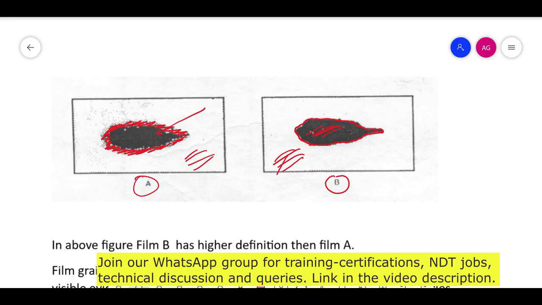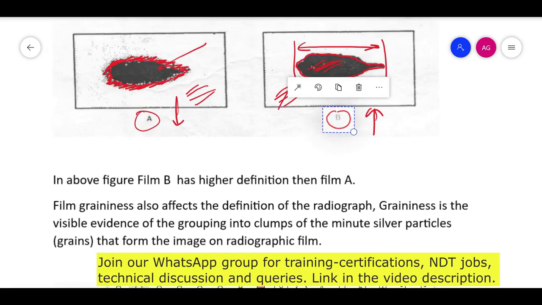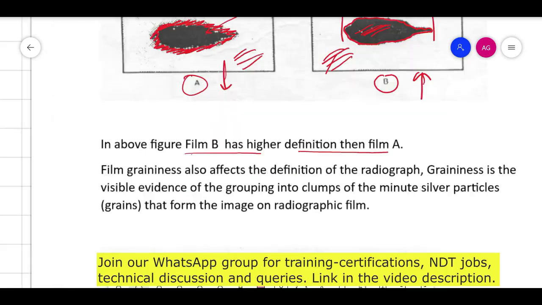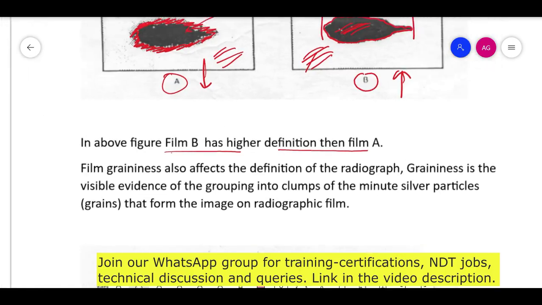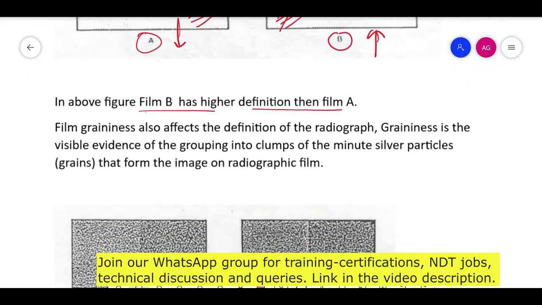So whenever you have to find the length etc. of the indication, you keep a scale etc. on the film, then you can easily take its length from here. So the definition of film B is good, whereas film A has poor definition. So in the above figure, film B has higher definition than film A. So film B has good definition.